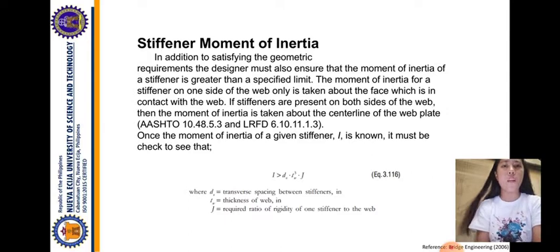6.10.11.1.3. Once the moment of inertia of a given stiffener, I, is known, it must be checked to see that I is greater than d sub o multiplied by t cubed sub w multiplied by the required ratio of rigidity, J, where d sub o is the transverse spacing between stiffeners in inches, t sub w is the thickness of web in inches, J is the required ratio of rigidity of one stiffener to the web.